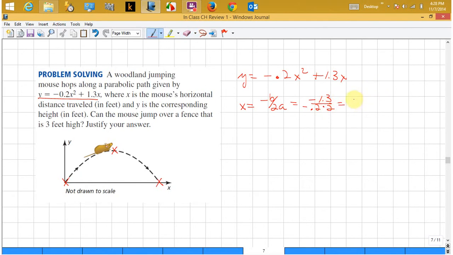So that's going to be equal to a negative 1.3 all over a negative 0.4. And I got 3.25 feet. So the distance to the vertex here is 3.25 feet. So to find how high it jumps, I'm going to have to put 3.25 into this equation. So y is equal to a negative 0.2 times 3.25 squared plus 1.3 times 3.25.